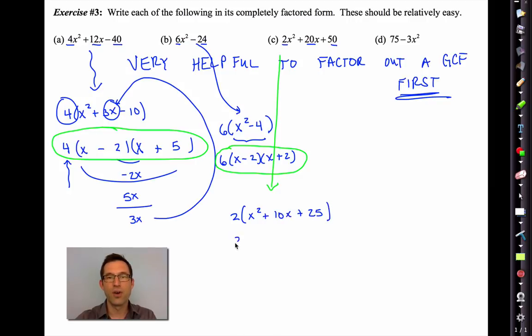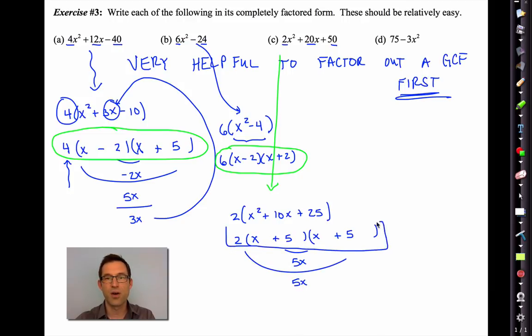All right, again, don't lose that 2, but now we're going to do a little guess and check on trinomials, x and x. This one ends up being kind of cool because it has 2 identical binomial factors. And again, real quick check, 5x and 5x gives me 10x. It's all good. That is a complete factorization.